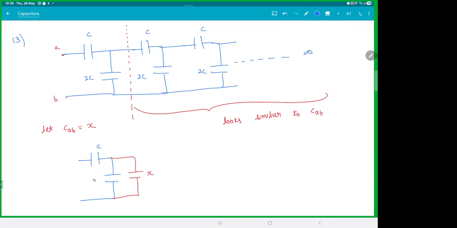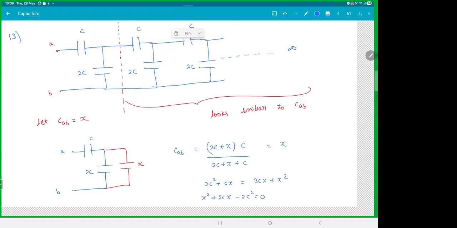So this is C and this is 2C. So what is the equivalent CAB? 2C and x are in parallel, so 2C plus x. 2C plus x and C are in series, so (2C plus x) by (2C plus x plus C). But this is nothing but equal to x. You get a quadratic equation. 2C square plus Cx is equal to 3Cx plus x square. We get x square plus 2Cx minus 2C square is equal to 0.